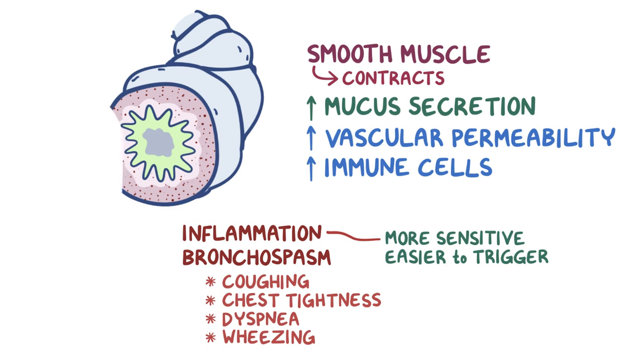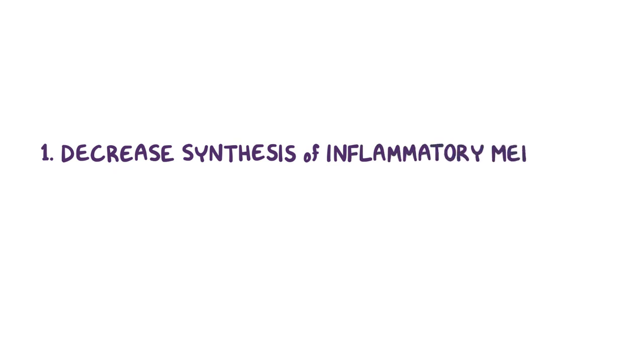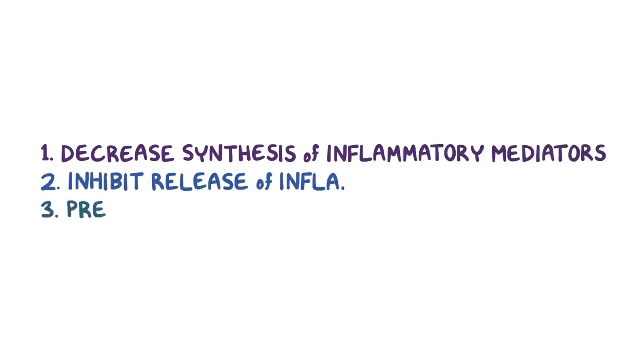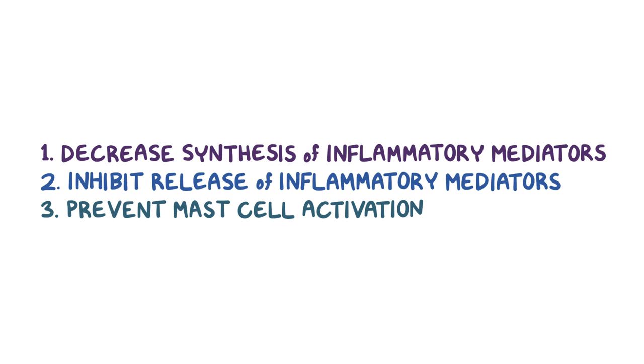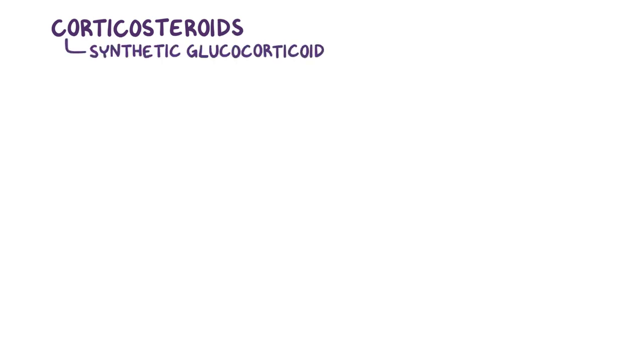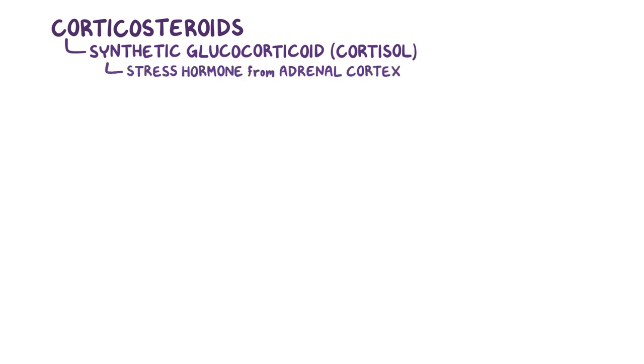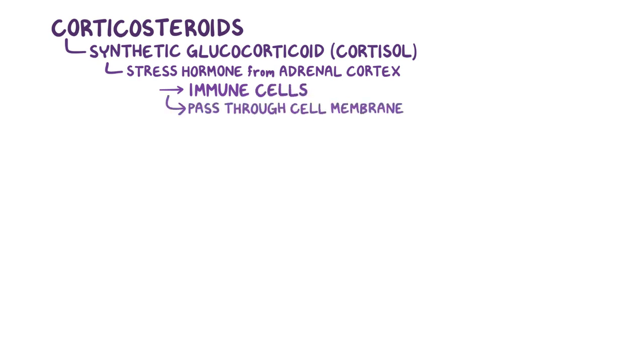Now, we have 3 ways to control the inflammation in asthma. We can decrease the synthesis of inflammatory mediators, inhibit their release, or prevent mast cell activation. The most common way to stop the synthesis of prostaglandin and leukotriene is through the use of corticosteroids. These medications are synthetic versions of glucocorticoid, or cortisol, which is the stress hormone produced in the adrenal cortex. When these medications reach immune cells, they can pass through the cell membrane because they are steroids, which means they are lipophilic. Once inside, they inhibit the synthesis of all inflammatory cytokines.